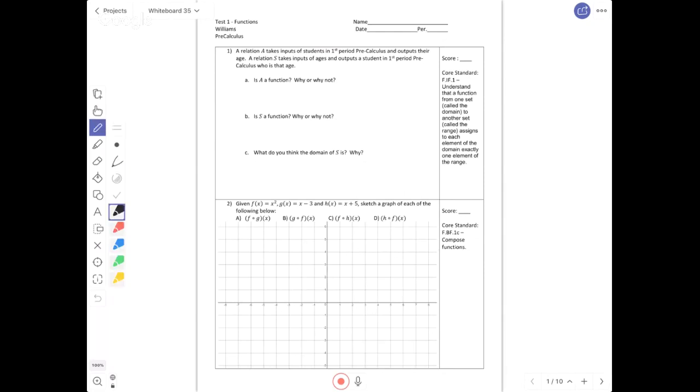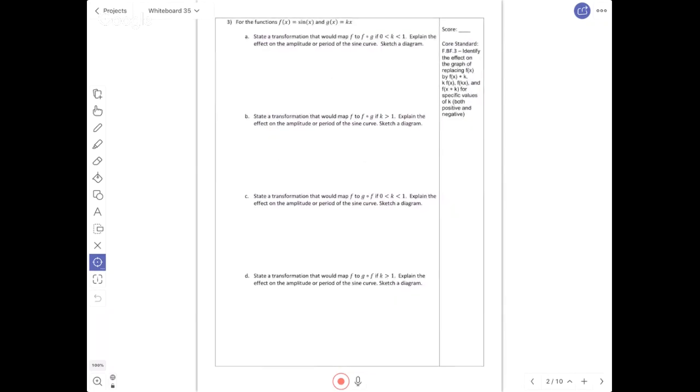So I'm looking at test 1 from PreCalculus. So this semester, the first test of the third quarter. This is on Unit 5, which was on functions in general. Kind of properties of functions, transformations of functions, compositions of functions, etc. And the core standards were that you could understand the definition of a function, one input, one output, and then that you understood how to compose functions, and that you understood transformations of functions.